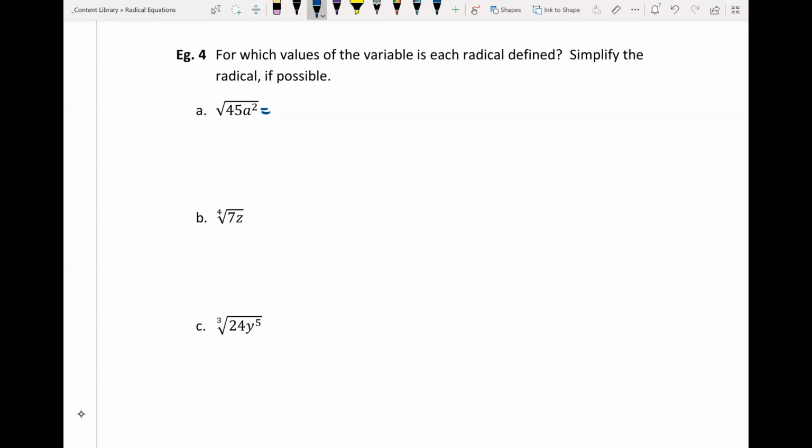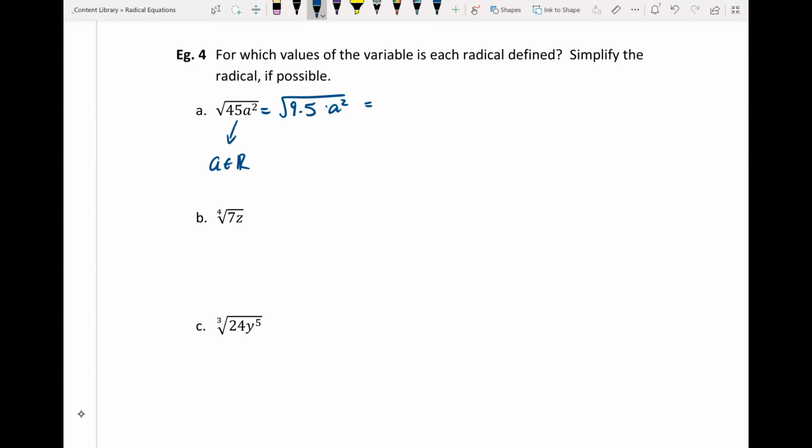So just by looking at this, because we have a squared here, a can be anything. Because even if a was negative and I square that, we're going to get a positive number anyway. Now let's try to simplify this a bit. Because we have a square root, I'm looking for perfect squares. So I want to rewrite 45 as maybe 9 times 5, because 9 is a perfect square.